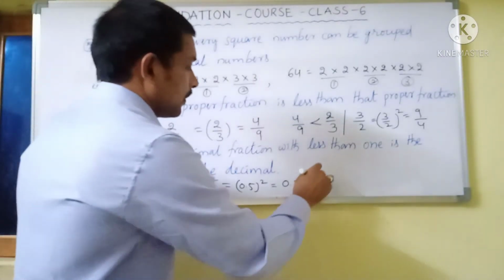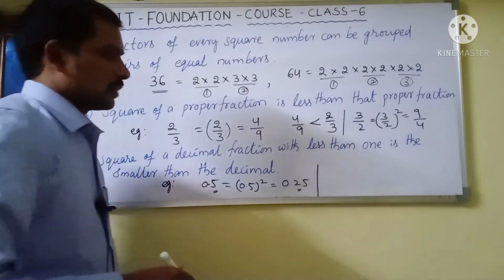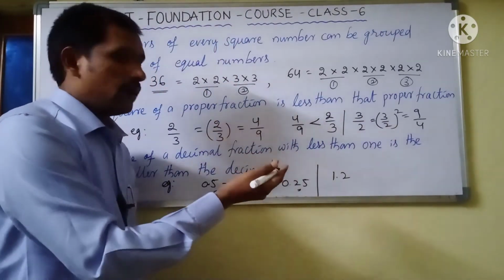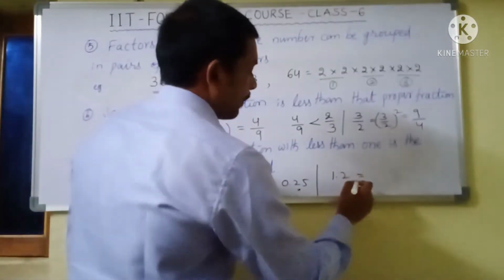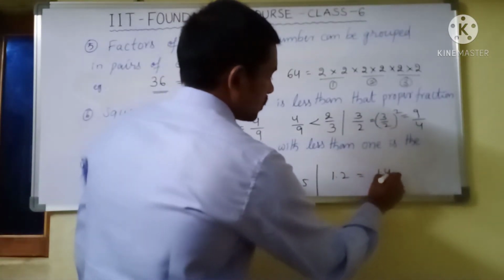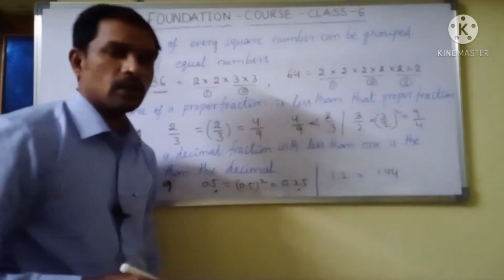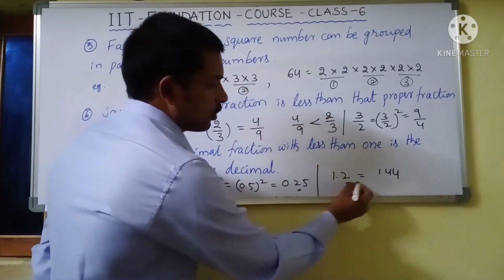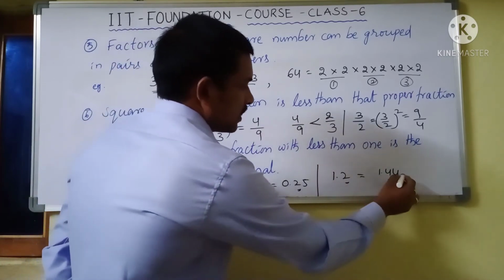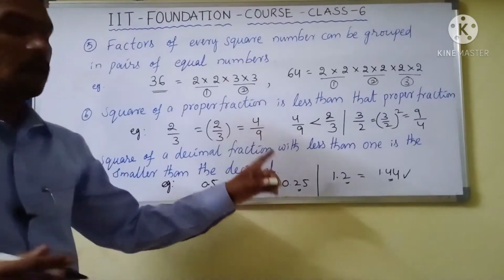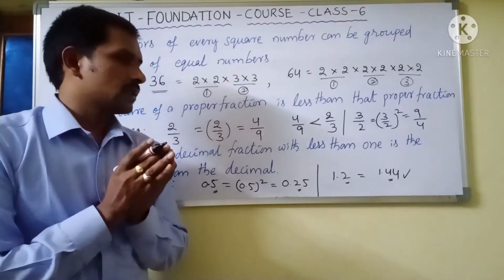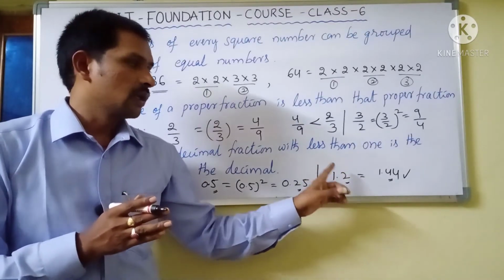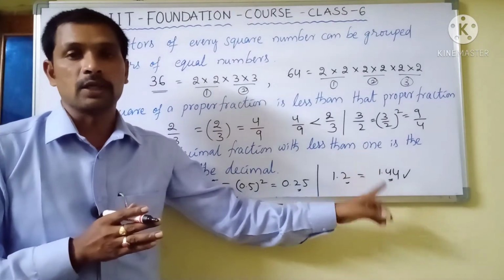If you observe a value greater than 1, such as 1.2, that is greater than 1. If you find the square of 1.2, that is 1.44. If you observe the decimal values, it is 2 and this is 4. So this is the greater value. That means for decimal fractions greater than 1, if you find the square value of the decimal fraction, that is going to be a greater value.